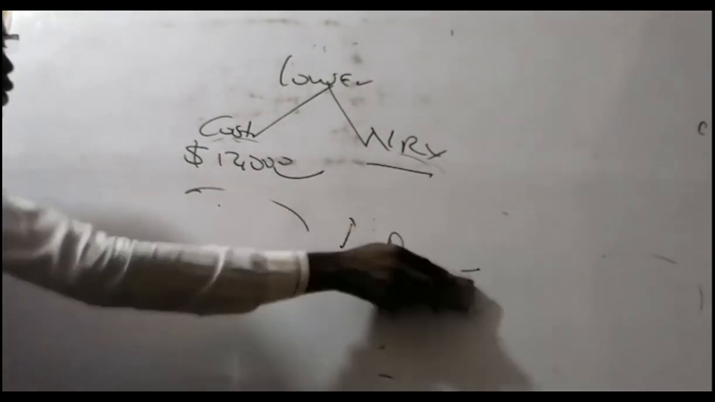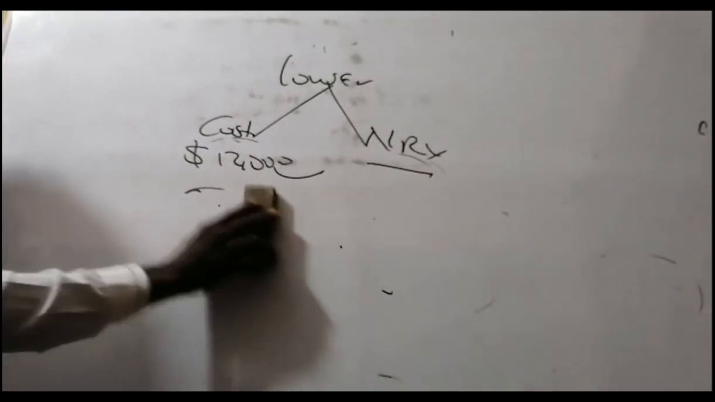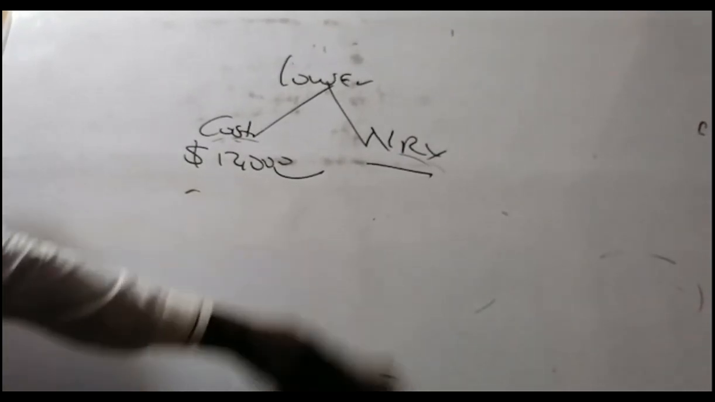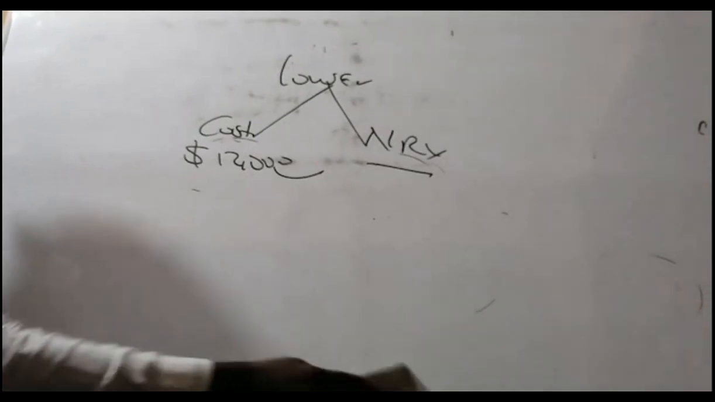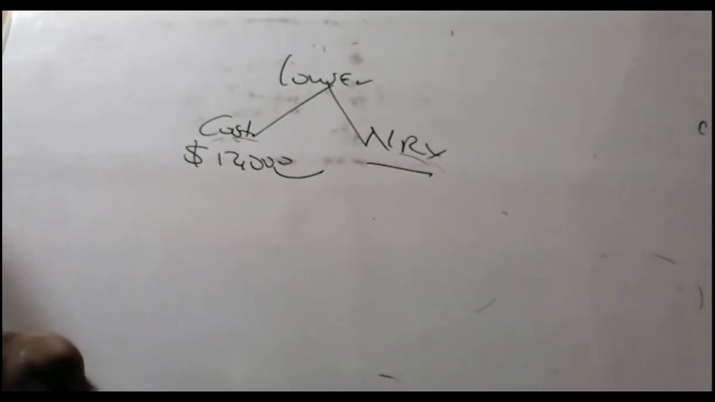In this case, NRV wasn't given. So the only information made available was the cost. So that means the inventory must be valued at the cost of 12,000. Do we get it clear? Good. So together, we are moving on, right?